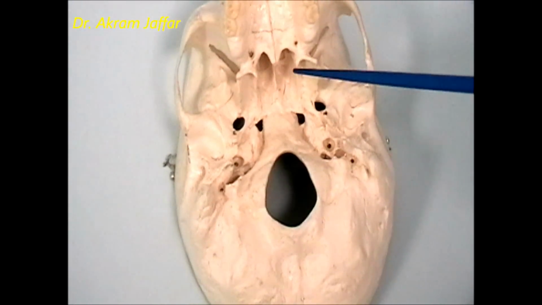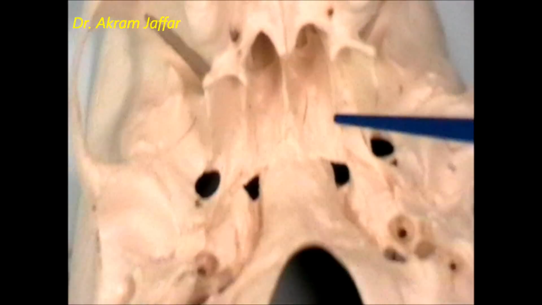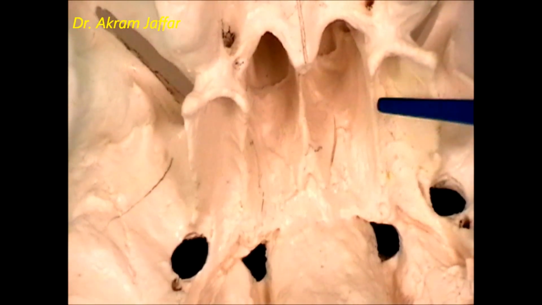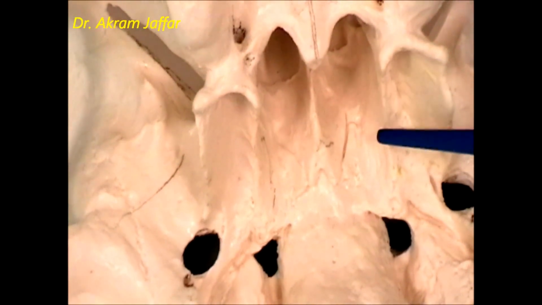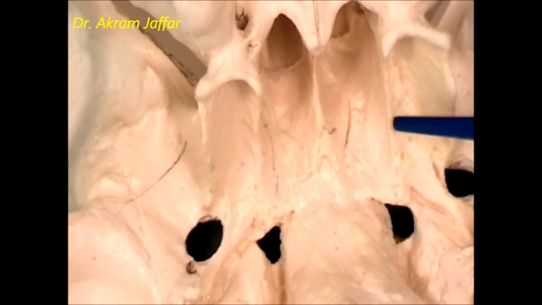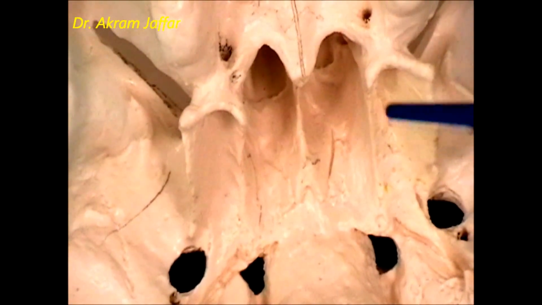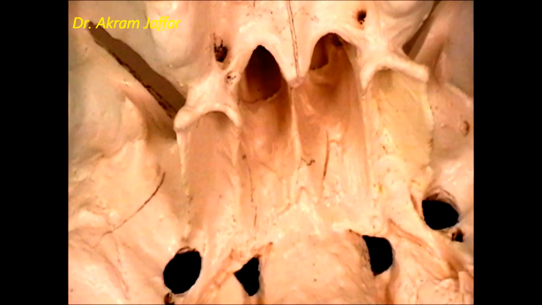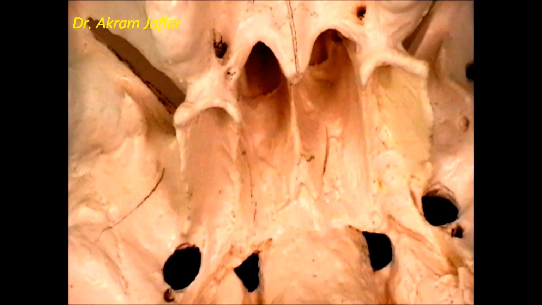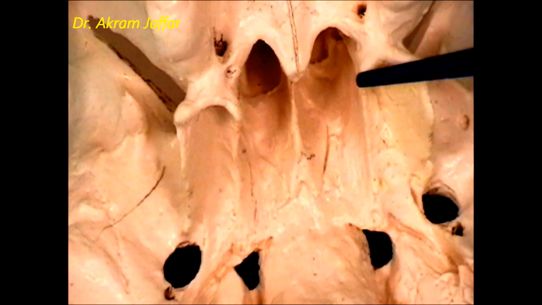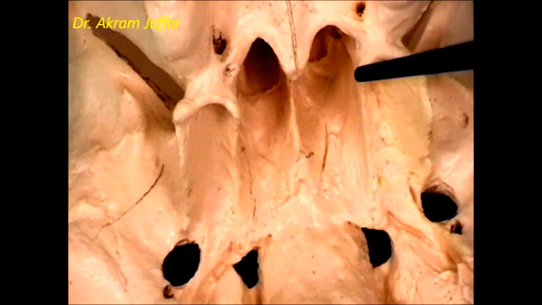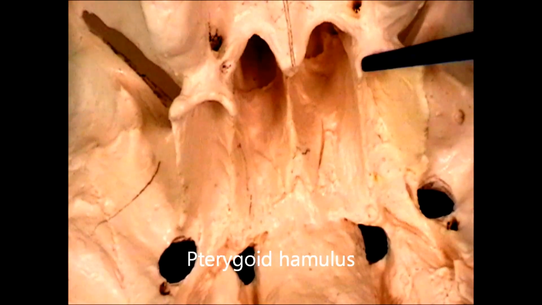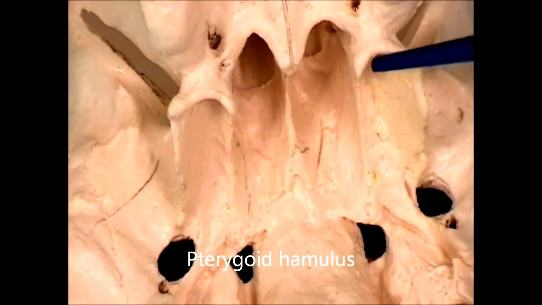The medial pterygoid plate forms a lateral boundary of the posterior nasal aperture. The medial pterygoid plate is located in the lateral wall of the nose, and inferiorly, this is the inferior aspect because we are showing the skull inverted in this view. So this is the inferior part of the medial pterygoid plate. The inferior part of the medial pterygoid plate is projected as the pterygoid hamulus. This is the pterygoid hamulus.